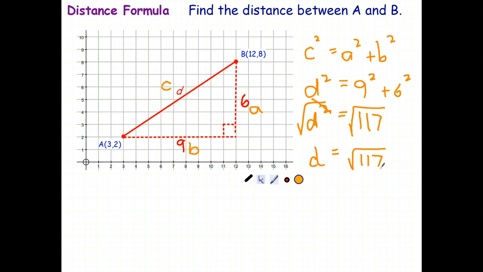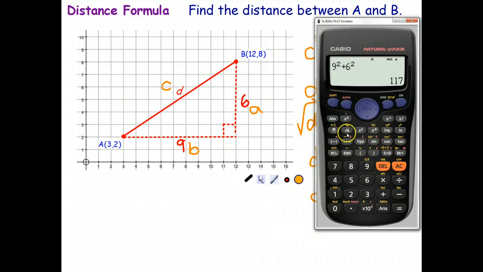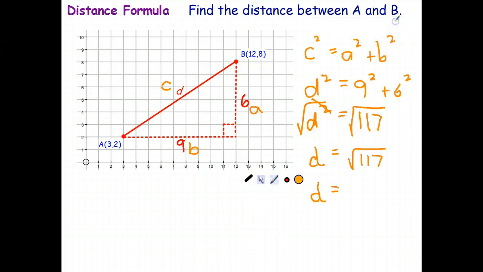That's the exact answer. Normally we want a decimal approximation for numbers like that, so let's round that one off to 2 decimal places. So get out my calculator, square root of my previous answer, and it's 10.816. That 6 tells us we have to round the 1 up to a 2, so 10.82. So D equals 10.82. And normally we don't put units on the distance formula because we don't have units on our coordinates.